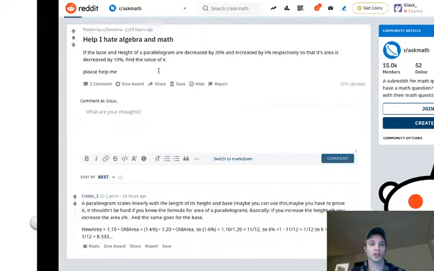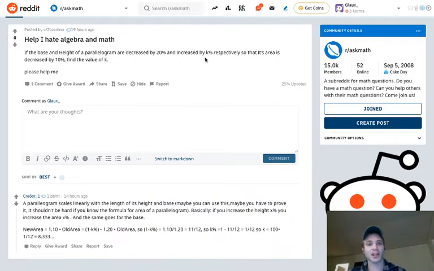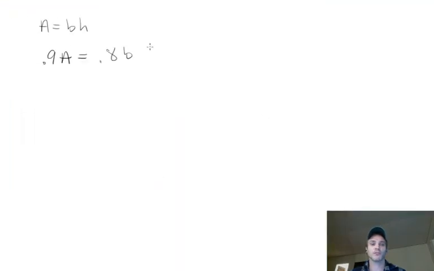0.8b. And then we're going to multiply that by the height, which increased by k%. It went up by k%. So it started off at 100%, and that's just 1 in decimal notation, plus k over 100. Or you can think of this as 100 plus k over 100. Those are equivalent to the thing I just erased, so that's okay, times height.